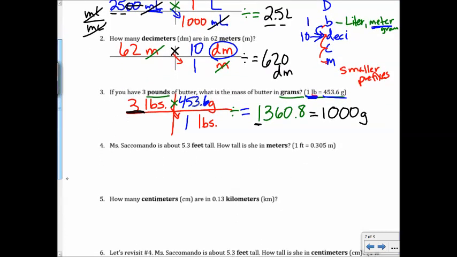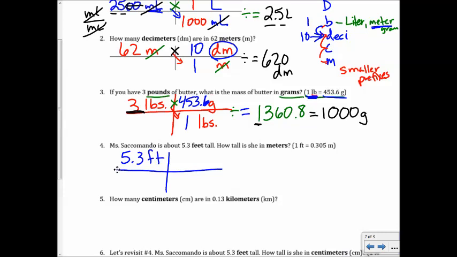So what I'd like you to do is try number 4, see if you can set it up. And then we will come back and I will work it out for you. So if I'm setting this one up, I'm going to put, oh, still frozen, hold on. So in setting this one up, I'm going to put my given information in the upper left corner, which happens to be what? 5.3 feet, good. That goes in the upper left corner.